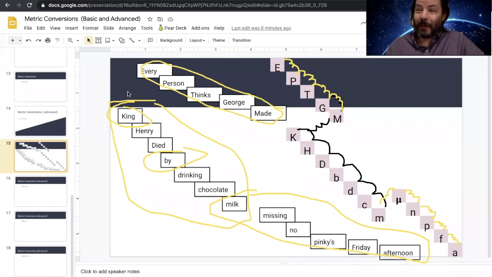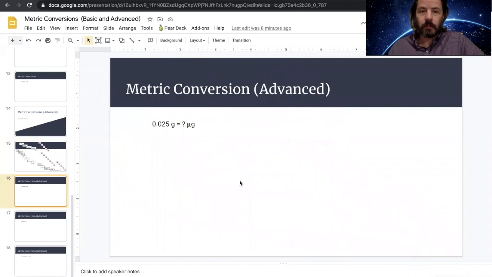So let's take a look at what this looks like for a unit conversion. Let's try one: 0.25 grams to micrograms. This micro is the Greek letter mu. So it's basically an M, but it's got a little U-like tail to it.